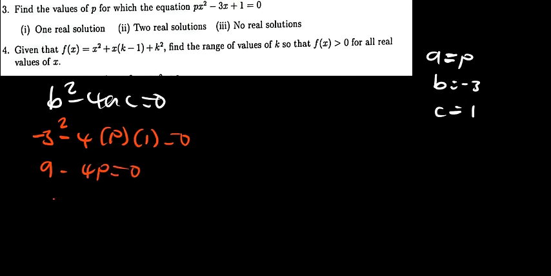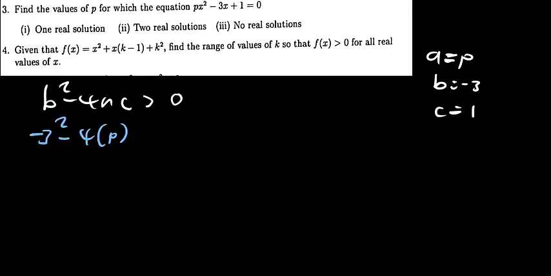So I'll have negative 4p is equal to, if I shift 9 to the other side, negative 9. Divide both sides by negative 4. p will be equal to 9 over 4. That will be the value of p if we have got one real solution. Perfect.